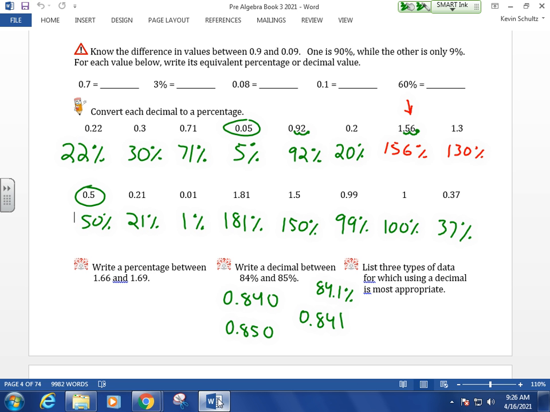What's a percentage between 1.66 and 1.69? What did you come up with? 167%. Some of you may have had 168%. 1.66 is 166%. 1.69 is 169%. So those would be probably the most common percentages that folks wrote down as being between them.